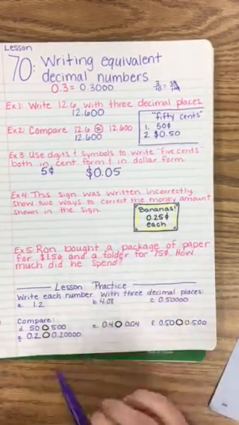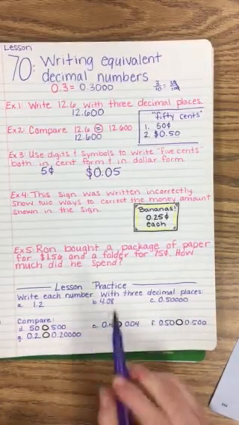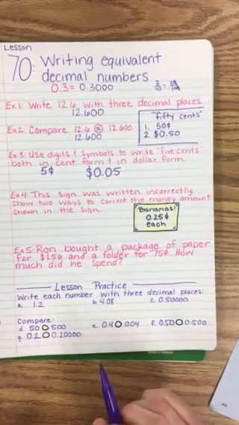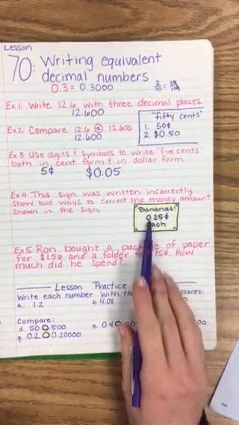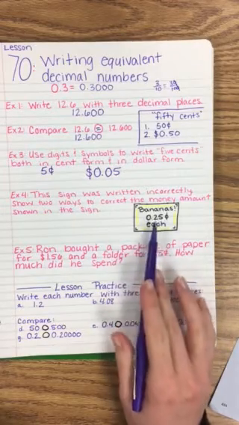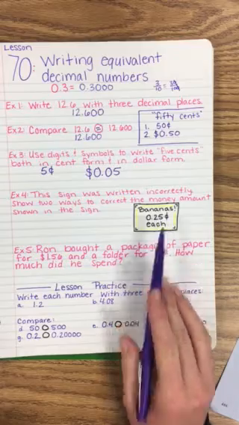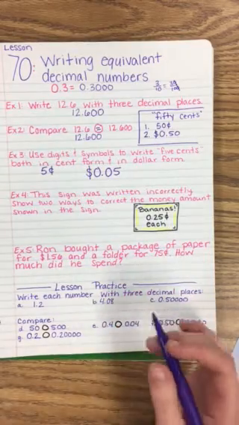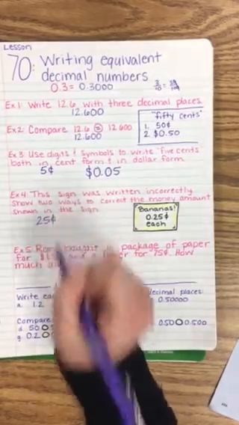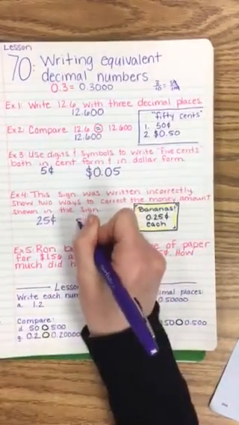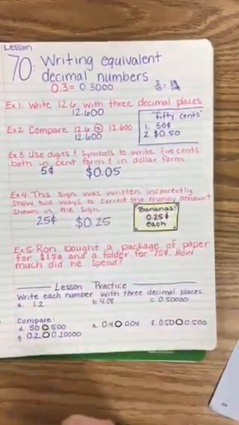Example 4. This sign was written incorrectly. Show 2 ways to correct the money amount shown in the sign. So it says bananas, 25 cents. But you can see here they used kind of like a combination of the dollars way and the cents way. So to make this correctly, you could say 25 cents or the dollar sign, $0.25.